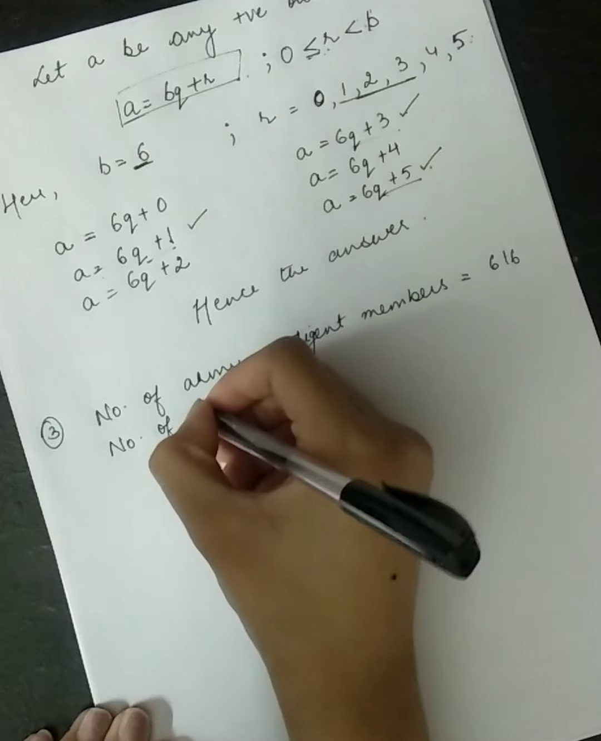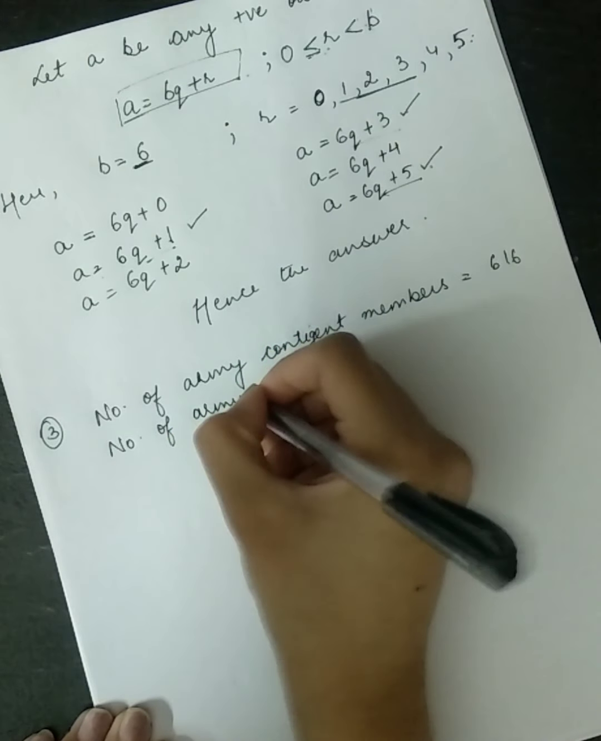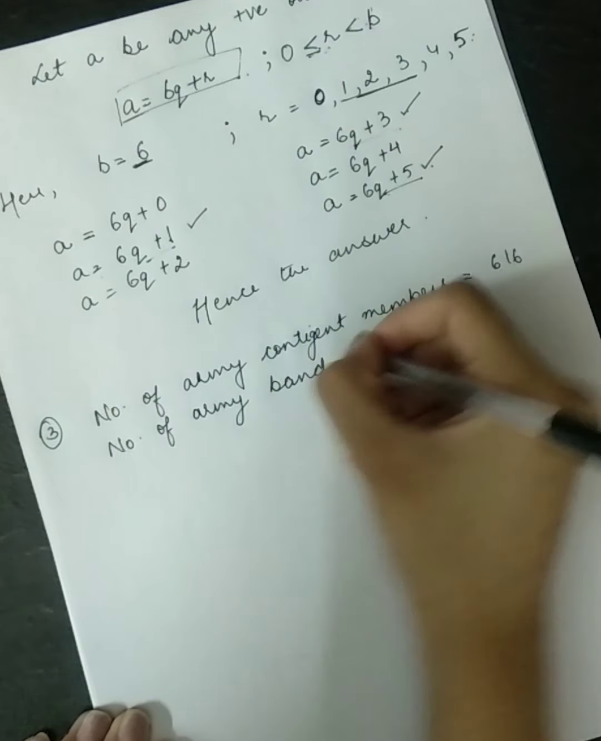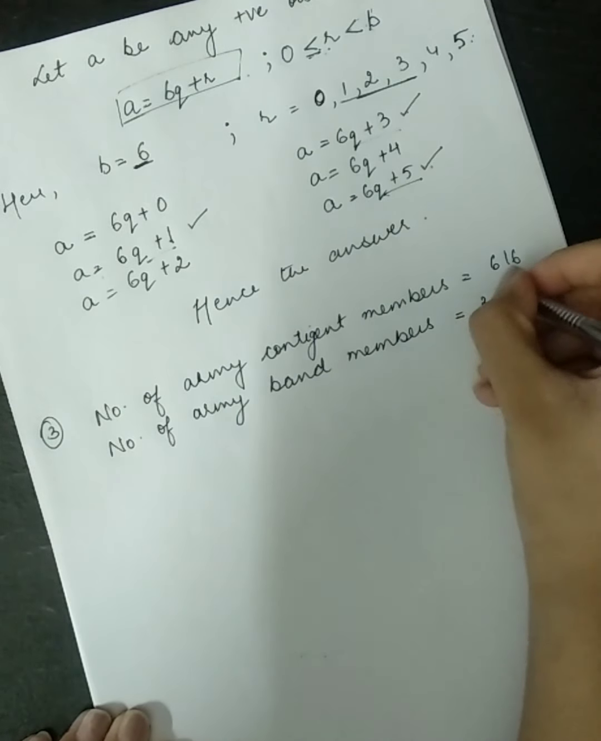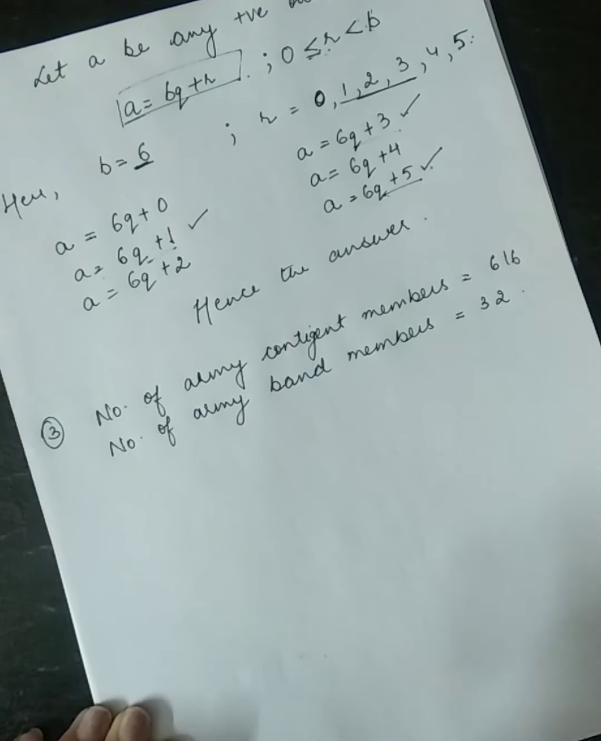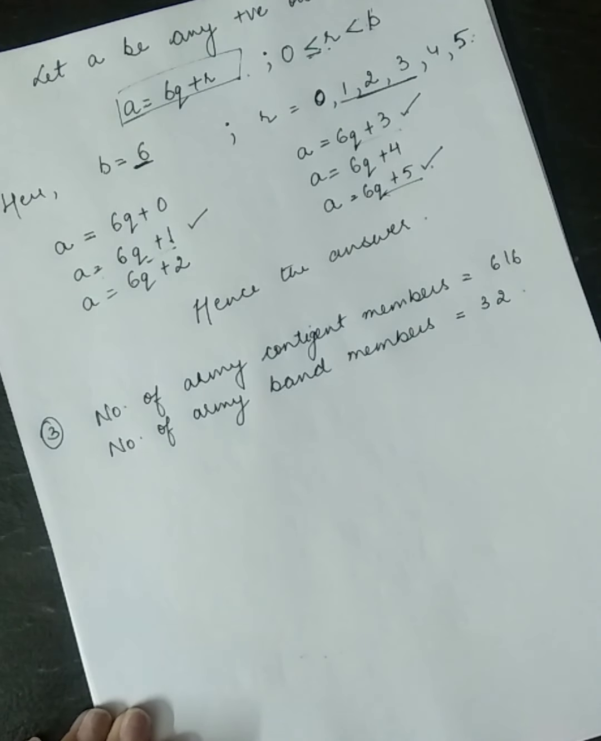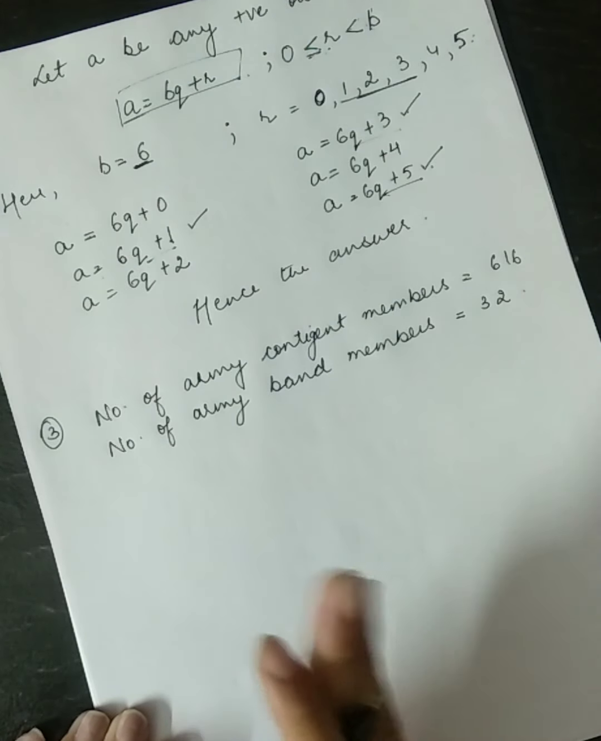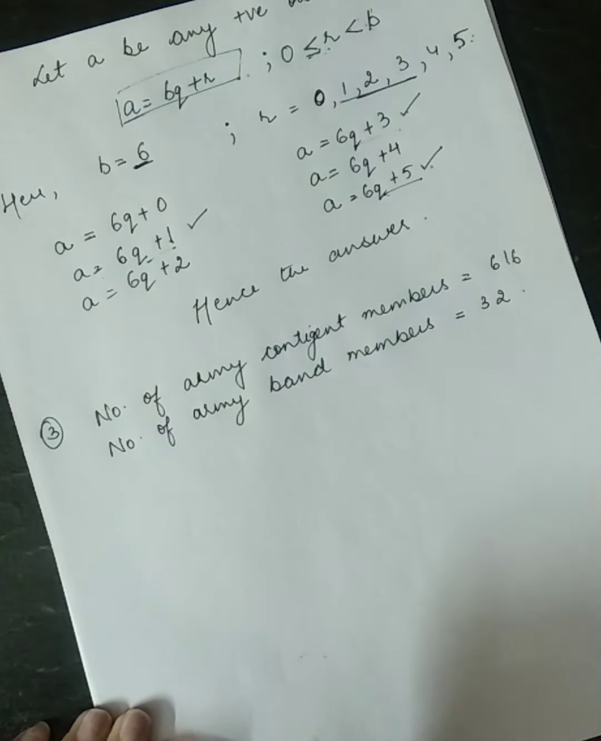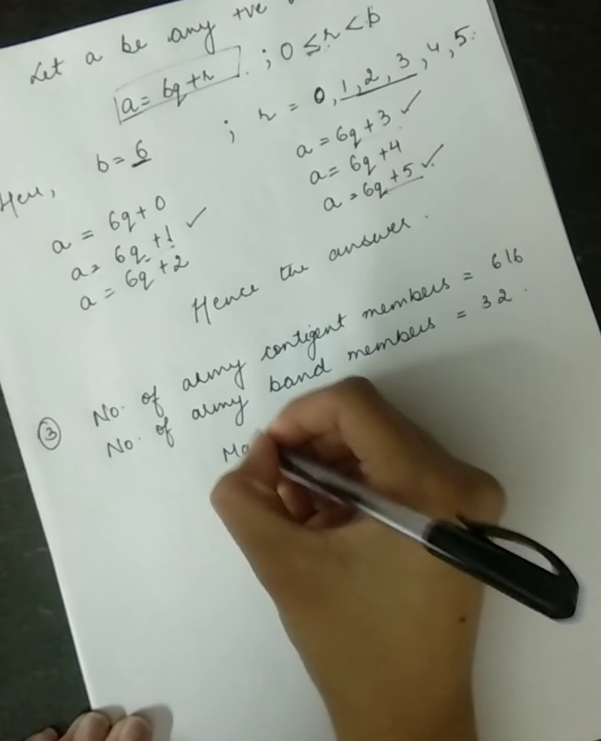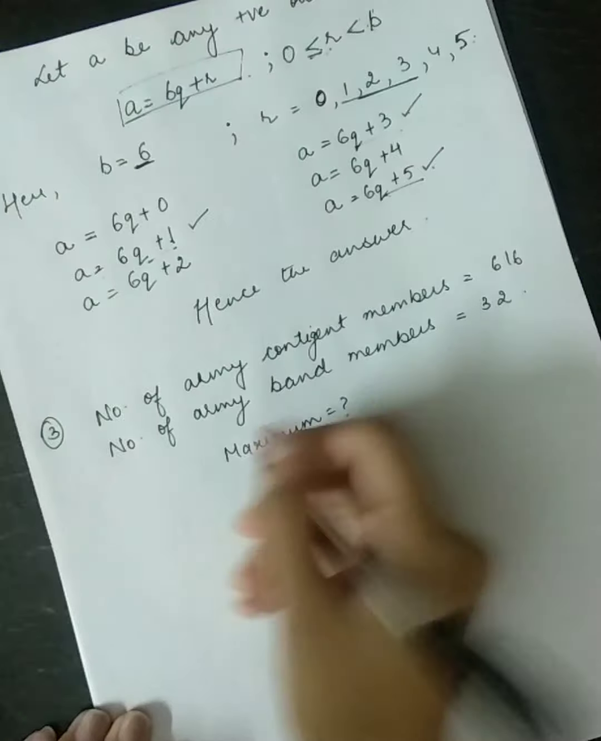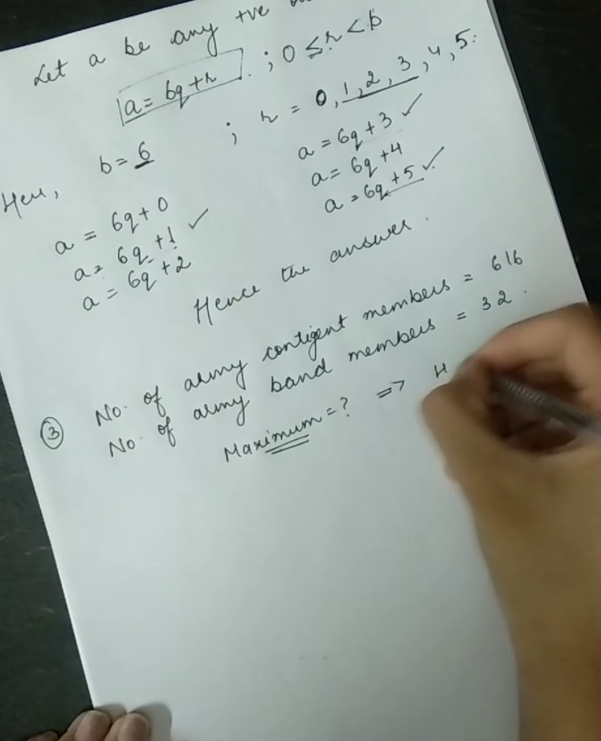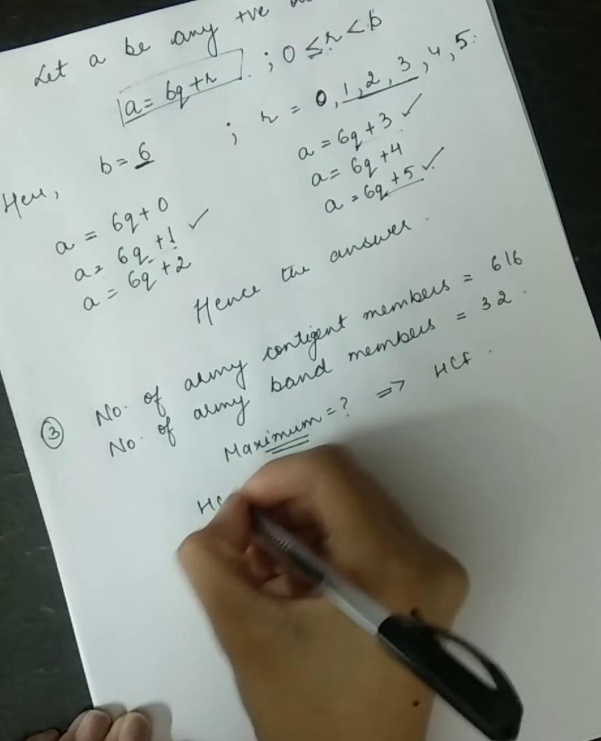Number of army band members is equal to 32. Now the two groups are to march in the same number of columns. What is the maximum number of columns in which they can march? Now they have asked us maximum number of columns. So this implies that we have to find the HCF.